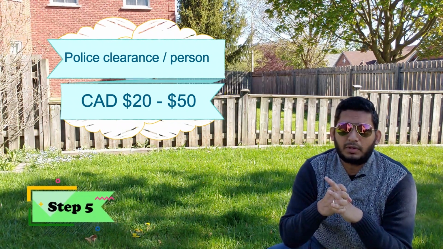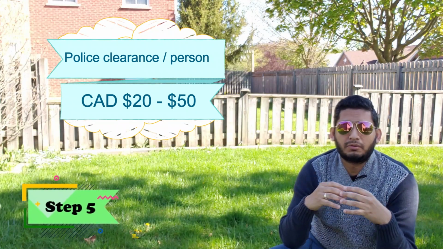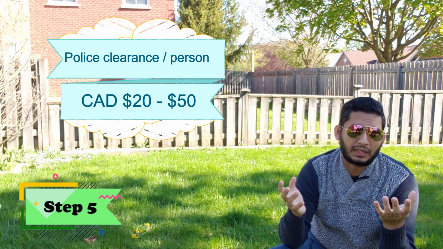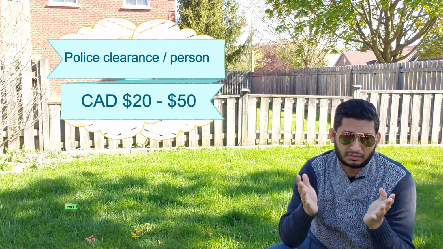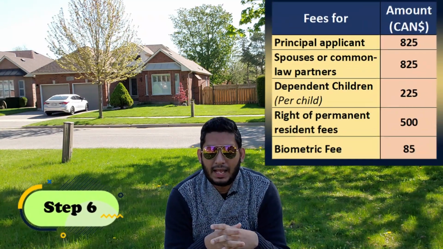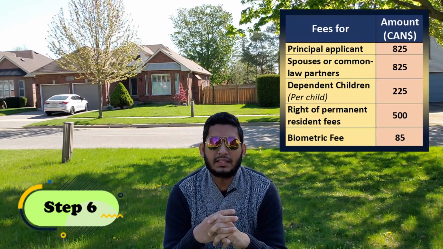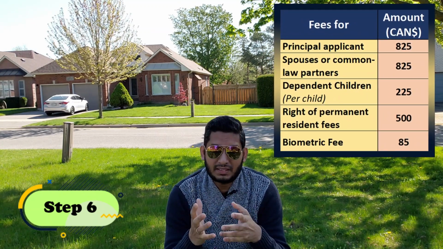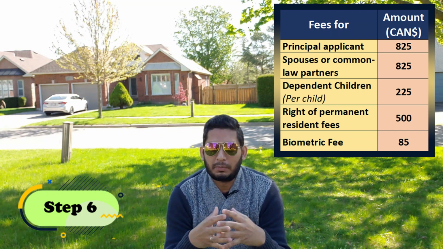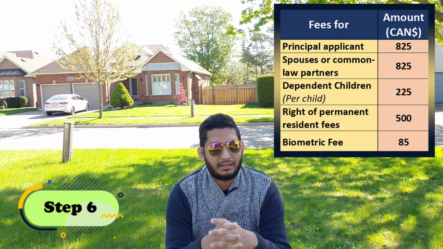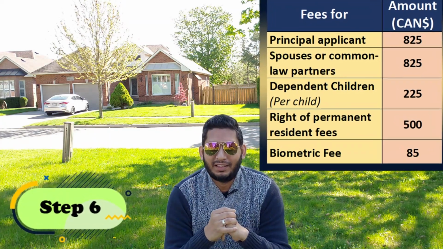It might be somewhere around 20 to 50 Canadian dollar equivalent. You know your country best, so please calculate the police clearance certificate cost accordingly. Number 6 is the RPRF, that means right to permanent resident fees, application fees, and biometric fees. So this is again per person. So please calculate yourself how many people you have in your family, then just go with this calculation.